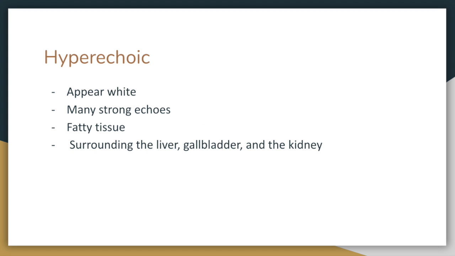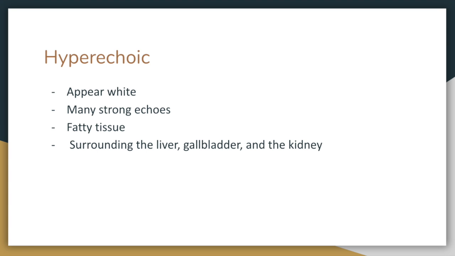My final project is on the Abdominal Ultrasound Lab. First, I'll start off with hyperechoic structures. In grayscale imaging, these will show up white because of all the many and strong echoes that they produce. These are structures like fatty tissues that surround the liver, kidney, and gallbladder.